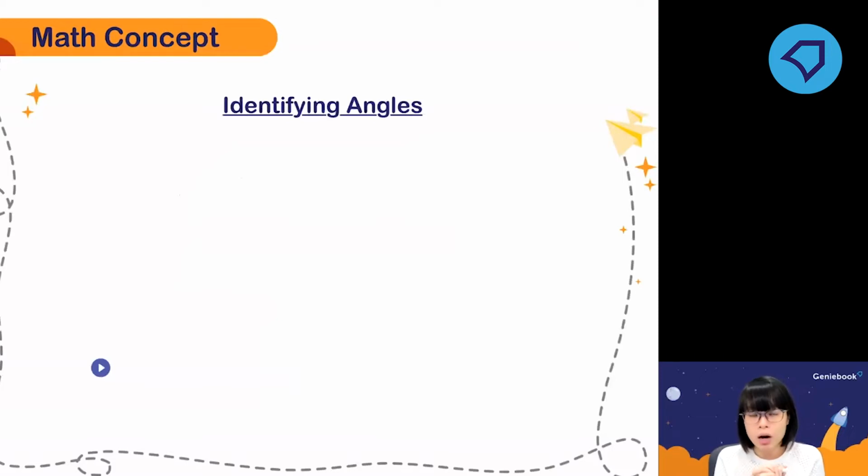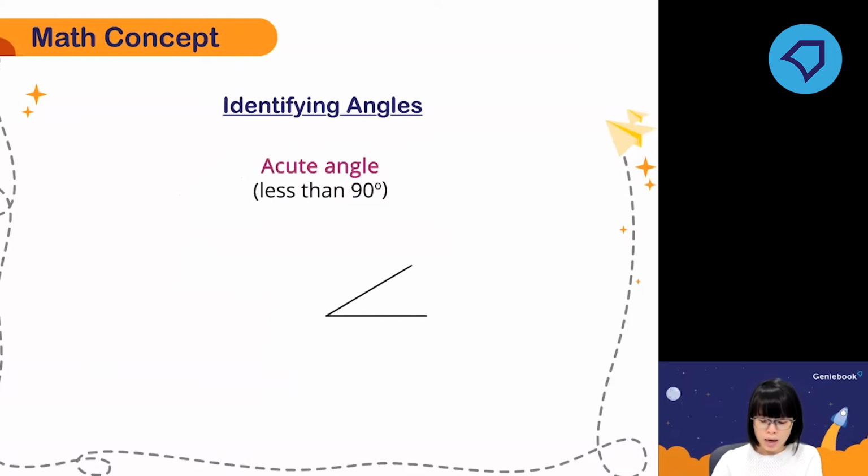So just now what we've covered is understanding what an angle is. A lot of you already know what a right angle is, correct? Yeah, so let's take a look at identifying angles. There are 3 main types of angles I need you guys to remember at P3 level.